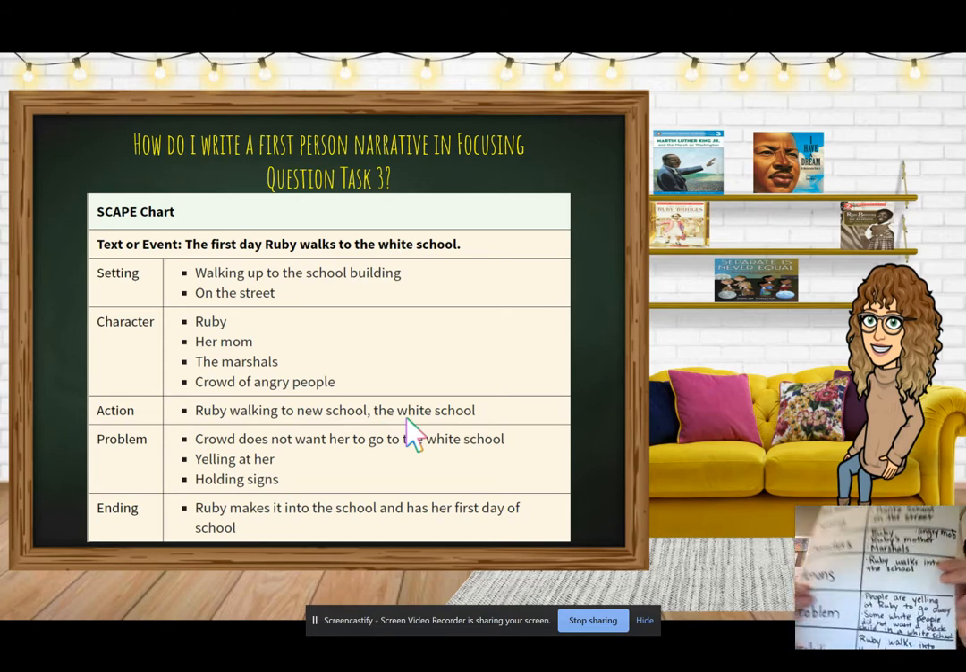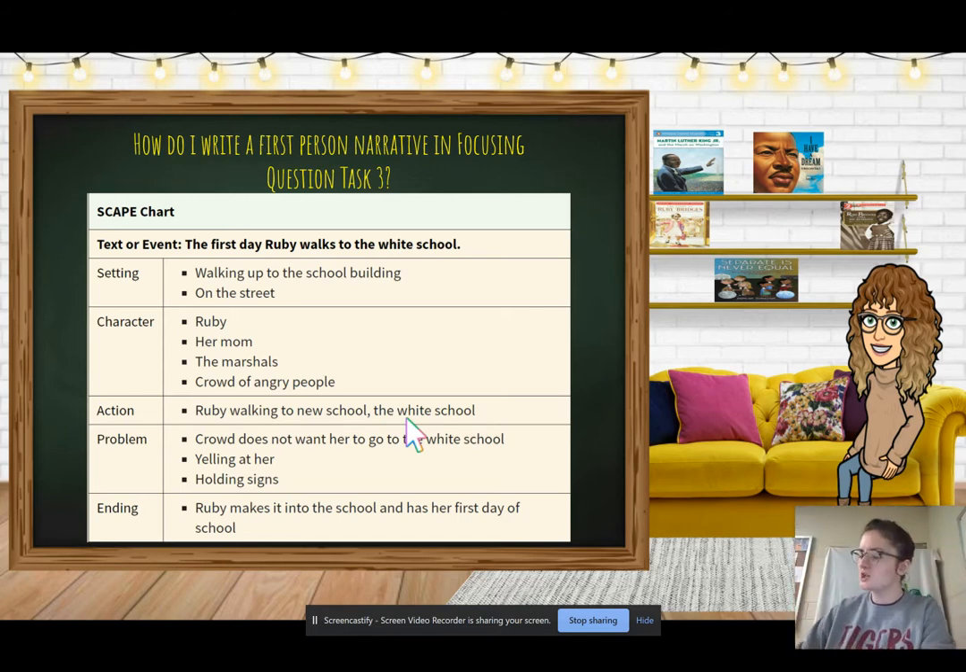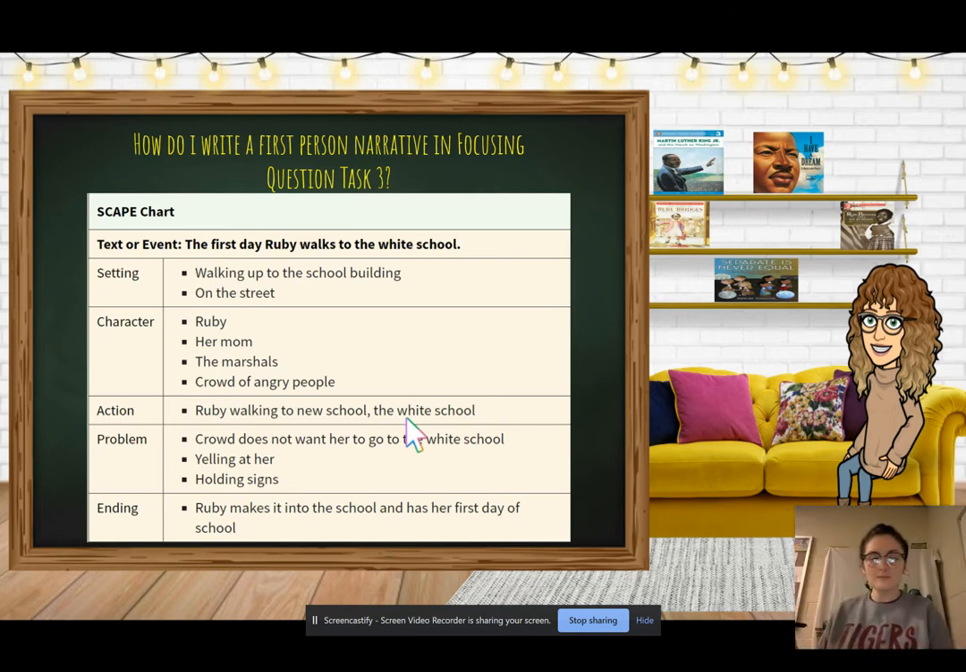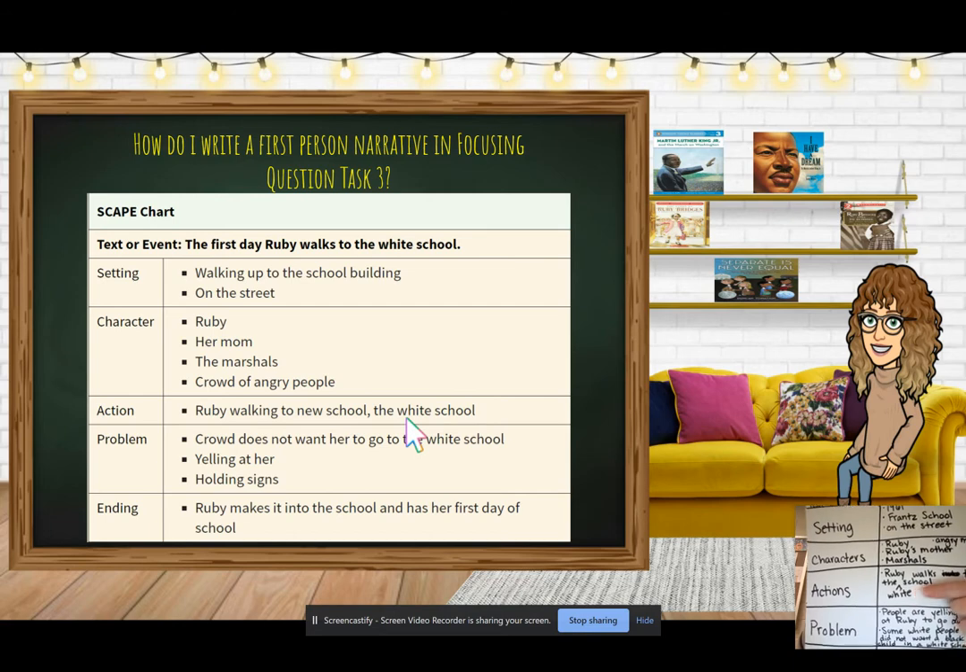Ruby walks, we're going to say walks to. I'm going to cross out into because she hadn't got into the school yet. So she walks to the school. And we could also add that adjective white school. So look at what I did, Smarties. I am adding to this. I want to make sure that this chart helps me do my best writing. So I wrote white school right there.